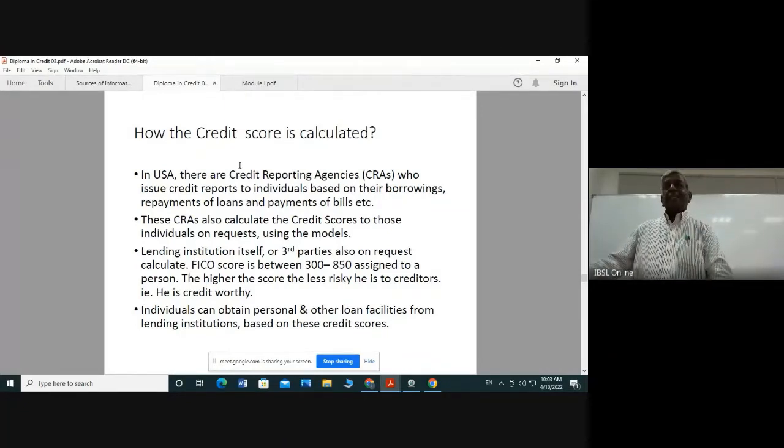So when the person gets the credit score, if he is somewhere closer to 700, 750 or 800, he is credit worthy. If he is somewhere around 400, better not to go to the bank. He can go back to his home because the bank won't entertain him, as his credit score is very, very low. So individuals can obtain personal and other loan facilities from lending institutions based on these credit scores. This is happening in other countries. Credit score system.